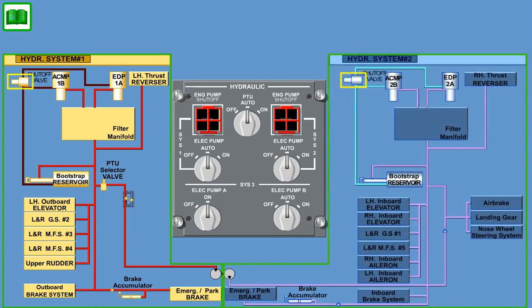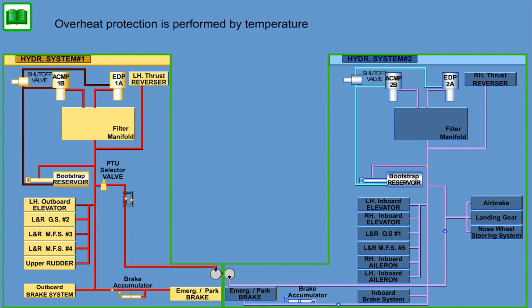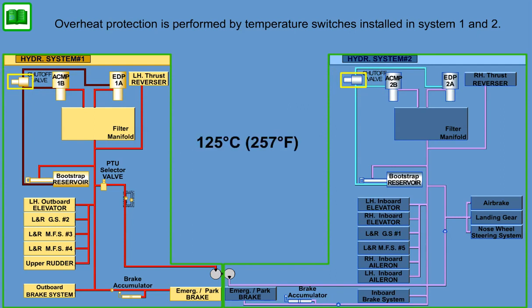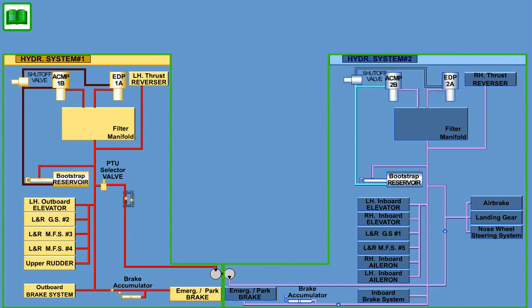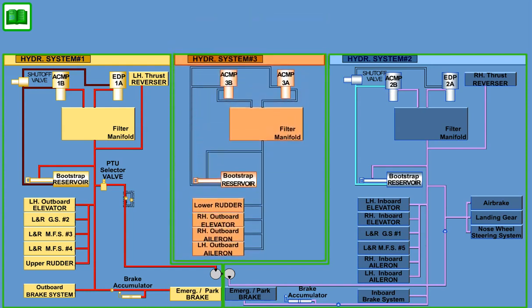Firewall shutoff valves are located in the EDP suction line for Systems 1 and 2. Overheat protection is performed by temperature switches installed in System 1 and 2. They will cause automatic closing of the relevant firewall shutoff valve in the event hydraulic fluid temperature reaches 125 degrees Celsius, 257 degrees Fahrenheit. Once a switch is tripped, the firewall shutoff valve will close and stay closed. System 3 has a temperature switch installed that will cause ACMP 3A and 3B to switch off automatically in the event hydraulic fluid temperature reaches 125 degrees Celsius, 257 degrees Fahrenheit.